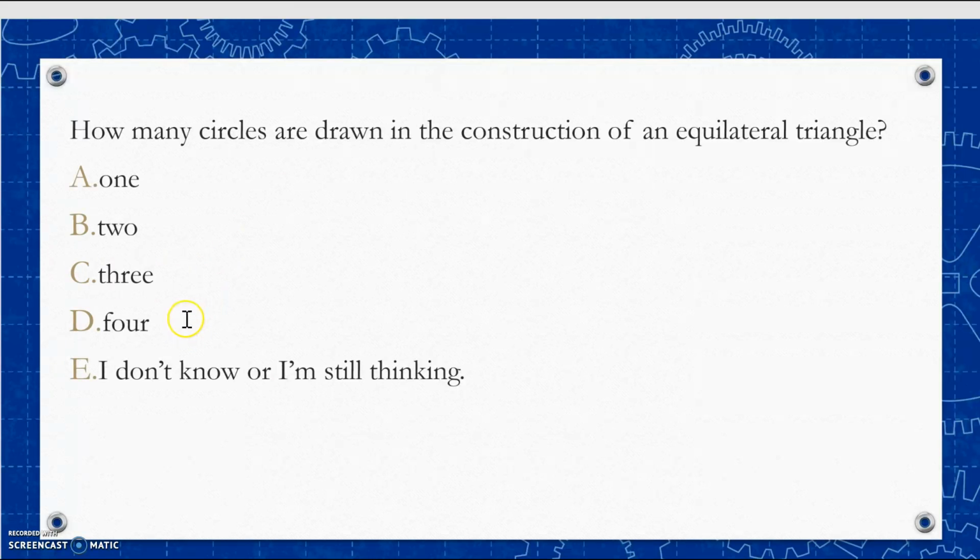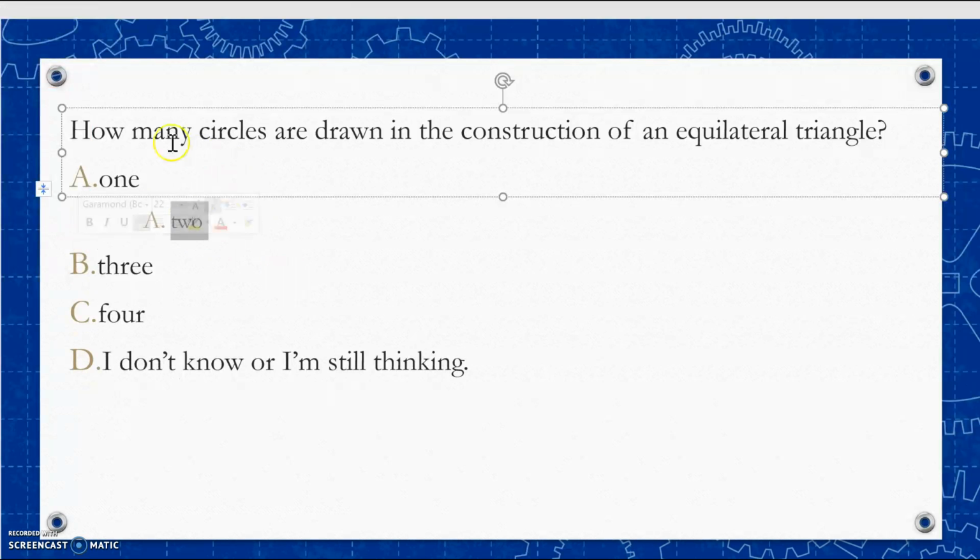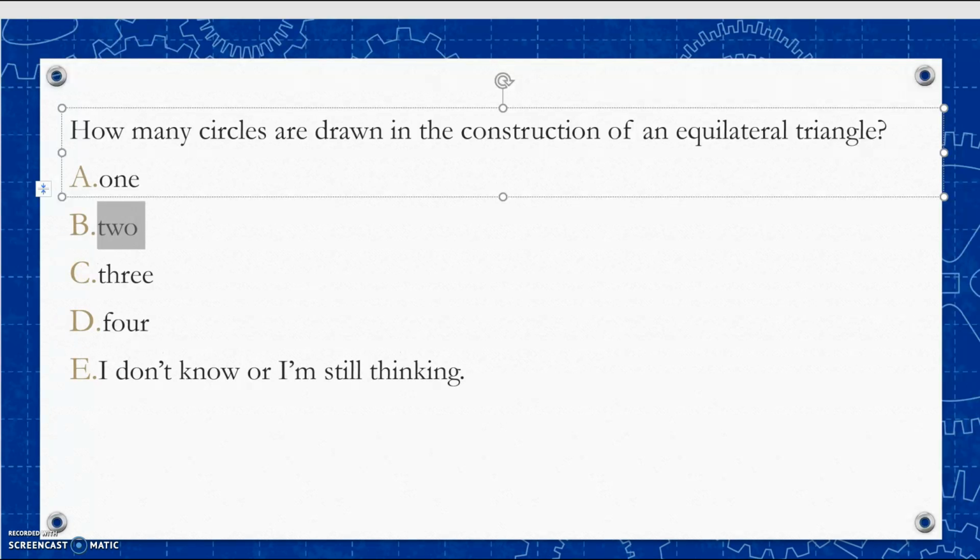How many circles are drawn to construct an equilateral triangle? 2. It's 2.